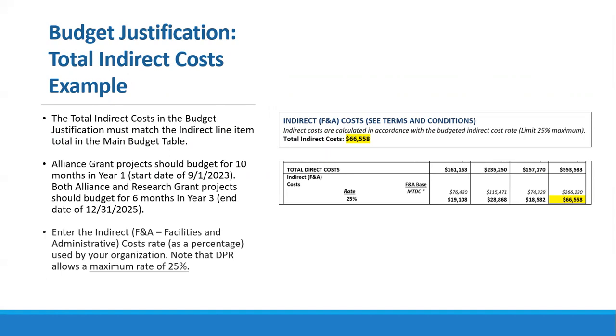An important note here again on rates, DPR allows a maximum of 25% indirect cost to be charged. Some institutions may use a rate that is lower than this, so make sure that you include the appropriate rate.